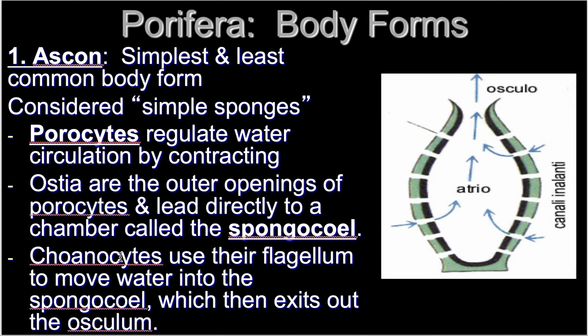They do have the choanocytes that use their flagellum to help move the water into the spongocoel, which then exits out the osculum. So the water comes in from the side and then out through the top. All right, make sure for any test that we take, you do know not only the information here, but you can recognize that this picture is an Ascon sponge, or if I give you a picture like that you can relate the diagram to the name.